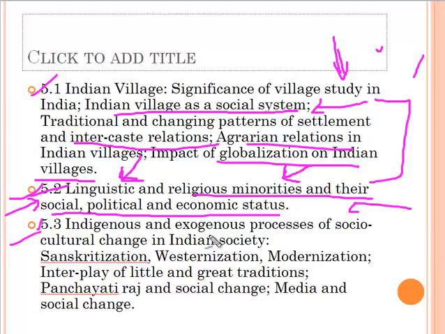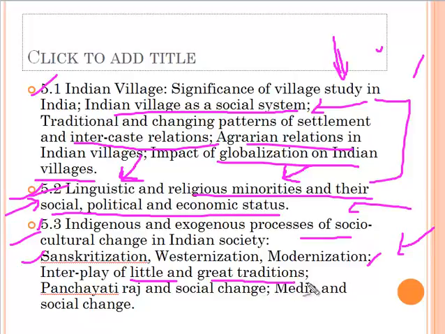Then 5.3, indigenous and exogenous process of socio-cultural change in Indian society. And here they want to ask you about Sanskritization, Westernization, Modernization. So all these three concepts were given by M.N. Srinivas. So what is the difference between Westernization and Modernization, you'll study here. And what is Sanskritization? How does it work? What are the different castes or the people who have used Sanskritization to improve their social status and all? Then the interplay of little and great tradition.